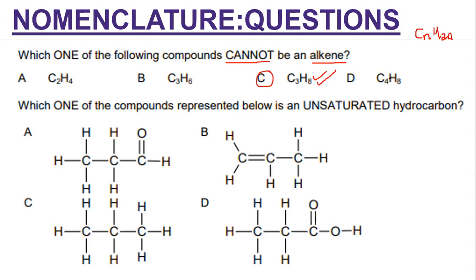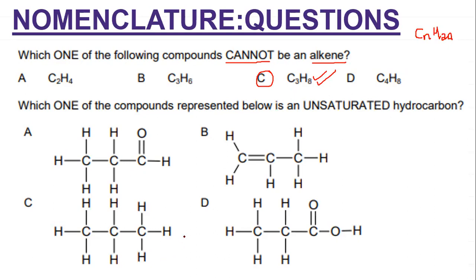Can this one be an alkene? Yes, we can check it. If I put the number of carbons, there's 4, and I put 4 next to n, it will be C4H2 times 4 is 8, so it's C4H8. So all of these are alkenes, but this one is definitely not an alkene.